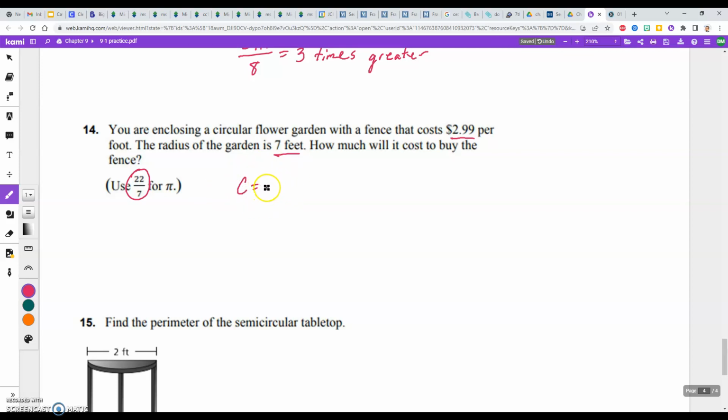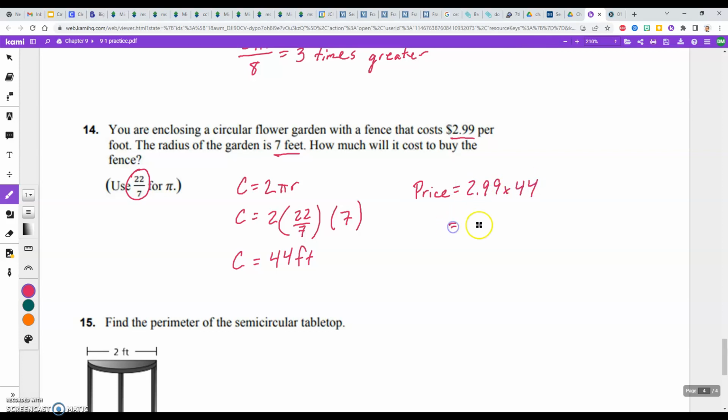So circumference is 2 pi r. In our case, it's going to be 2 times 22/7 times 7. So that gives us 44 feet. So then we do the price. Well, the price will be $2.99 times 44 feet, which gives us $131.56.